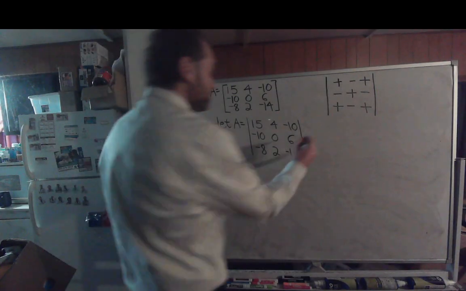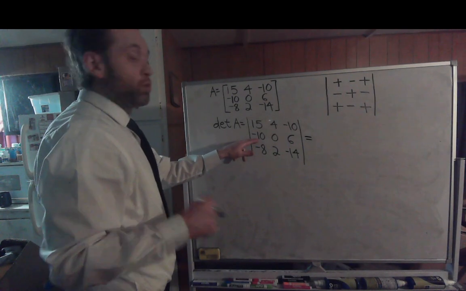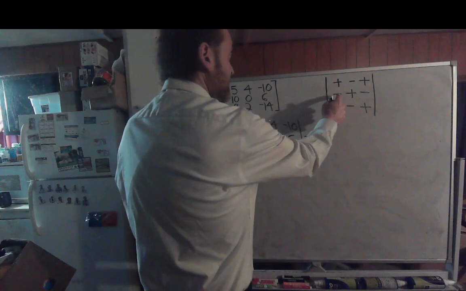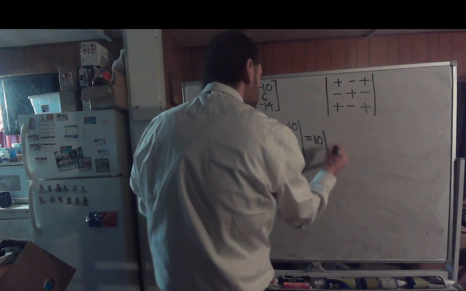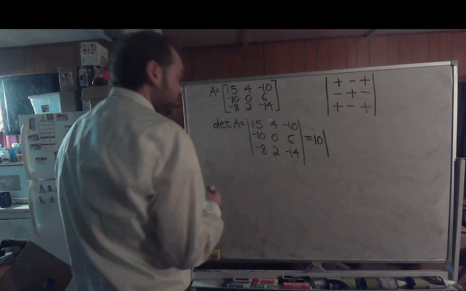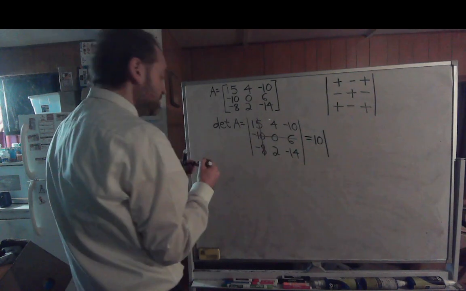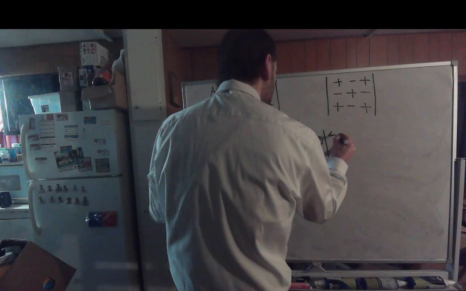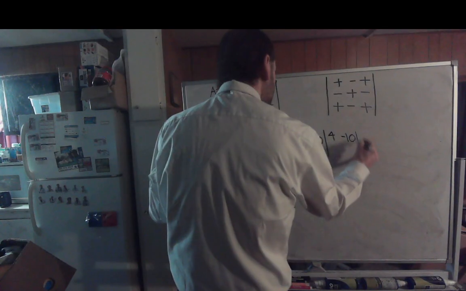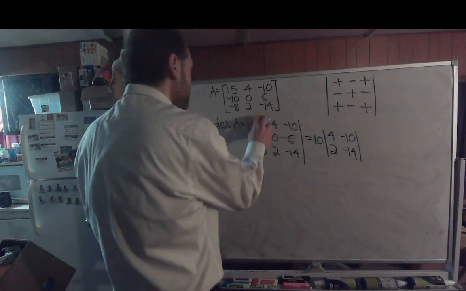So I'm going to start with negative 10. So according to my coefficient matrix, I need to take negative times negative 10, which would actually be positive 10, times the value of the determinant that's left over. So strike out the column and the row that it lies in. There's a determinant of whatever's left over. So that would be 4, negative 10, and then 2, negative 14. Alright, we just got one more to worry about.